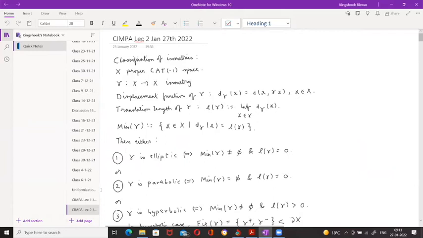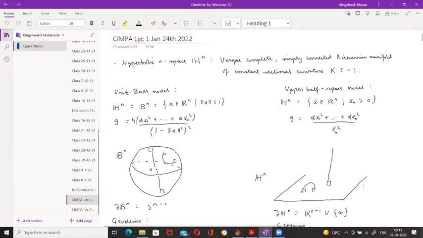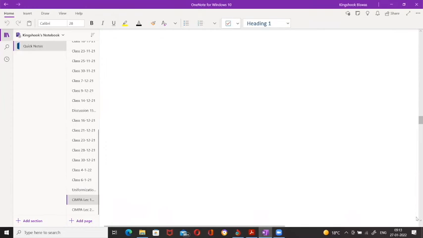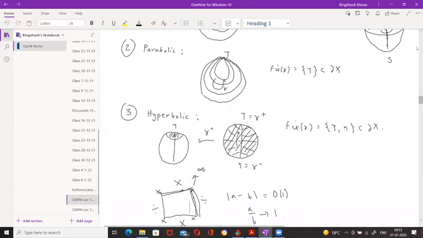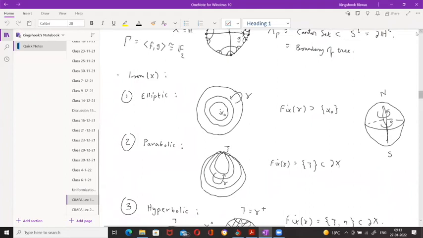Last time I ended by talking about discrete groups of isometries and also the classification of isometries. So let me just recall the classification of isometries of a CAT(-1) space. Right, so there were three types, either elliptic, that means you have a fixed point in the CAT(-1) space, x naught. The fixed point set is non-empty.